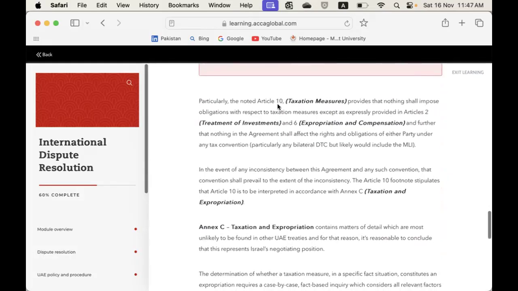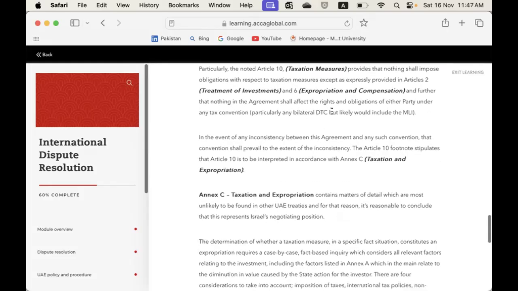Particularly, the noted Article 10, taxation measures, provides that nothing shall impose obligations with respect to taxation measures except as expressly provided in Article 2, treatment of investments, and 6, expropriation and compensation. So, further, that nothing in the agreement shall affect the rights and obligations of either party under any tax convention. Wow. So, particularly any bilateral DTCs, but likely would include the MLI.